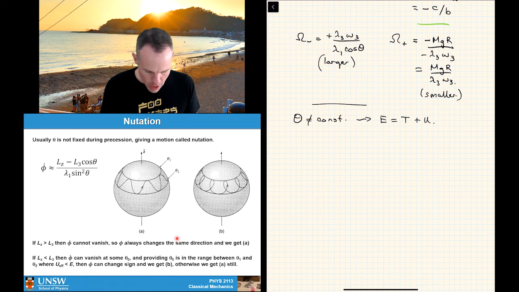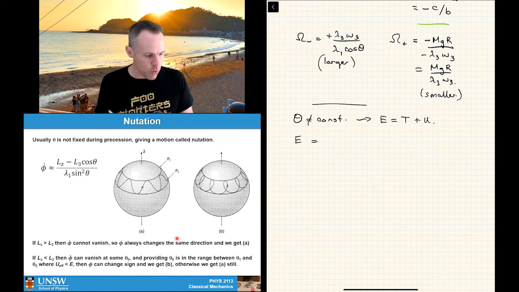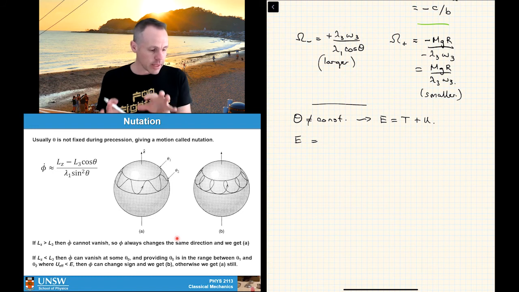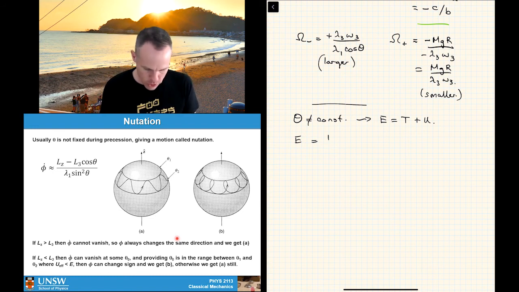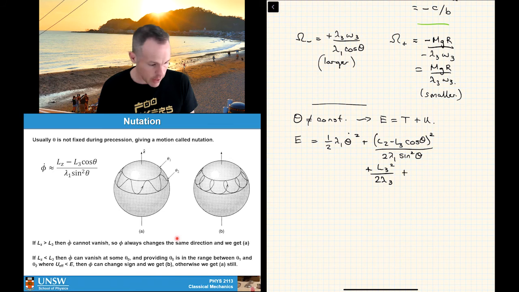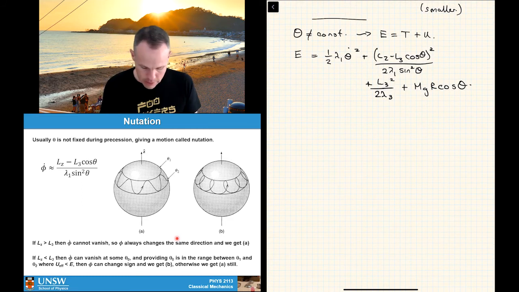If I do it, what I'm going to have is an energy, and I'll let you work this through for yourself. You can take your T and your U, and instead of subtracting them to get the Lagrangian, you add them. You can then substitute in various bits and pieces, and what you'll get is a half lambda 1 theta dot squared plus (L_Z minus L_3 cos theta) squared on 2 lambda 1 sine squared theta plus L_3 squared on 2 lambda 3 plus MGR cos theta, okay? I'll let you work that one through for yourself just for a bit of practice. But this thing basically looks like a half lambda 1 theta dot squared plus an effective potential in theta, right?